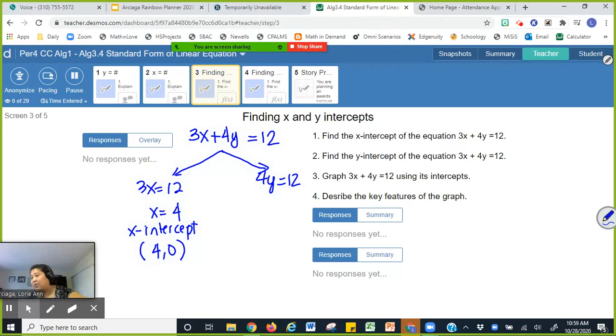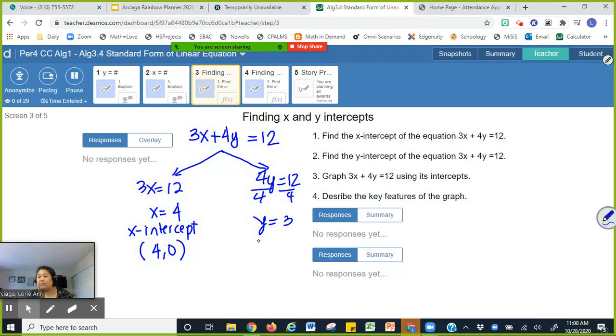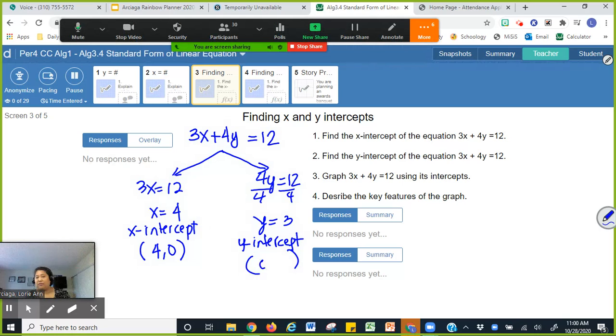So now, what do you do with the 4? Very good. You get 3 because you divide both sides by 4. Okay, so y is equal to 3. So since it has a y thing, that's what you call the y-intercept. And sometimes, how do you think they will write it as a point? So which one should be 0 now? How do I write that as a point? Or as an ordered pair? Very good. So if it's y, it goes in the second spot.